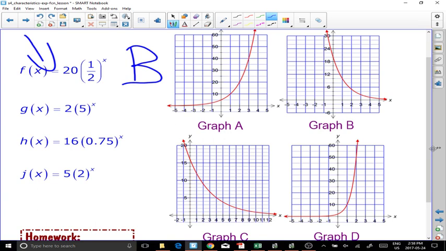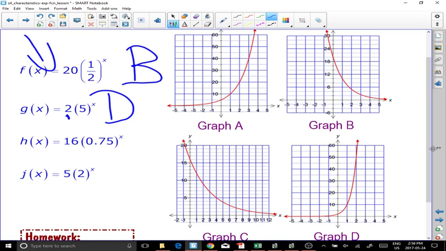G of x. Which graph is G of x? Is it A or is it D? It is D. Because the y-intercept is 2. That's not 2. That's 5.